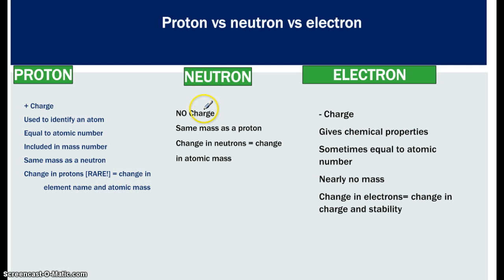A neutron is also in the nucleus. It does not have a charge. It has the same mass as a proton, and the number of neutrons can be different in different elements. It changes the mass, but not the actual type of atom. And electrons have a negative charge, and they're mostly what contributes to the chemical properties and reactivity of an atom. If it's a neutral atom, the number of electrons is equal to the atomic number. They have mass, but it's very small, and when the electron number changes, it changes the charge of the atom.